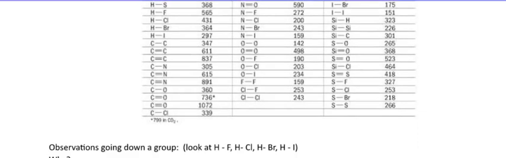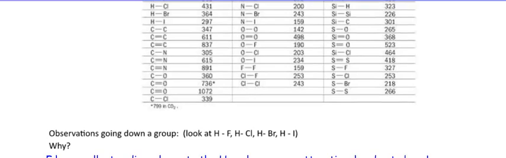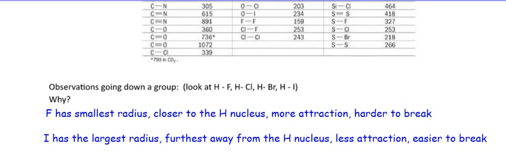So we have the observation going down the group. Look at HF, HCl, HBr, HI. What's going on here? Why would HF have the greatest bond energy of all of these going down the group? Why do you think that is? Go back to chapter 8, and what did we learn about going down the group? The atoms get bigger. As they get bigger, there's less attraction, so it's easier to break. Fluorine has the smallest radius, closest to the hydrogen, therefore there is more attraction and it is harder to break. So again, it has to do with the atomic sizes and those attractions, and that really depends on how hard it is to break.